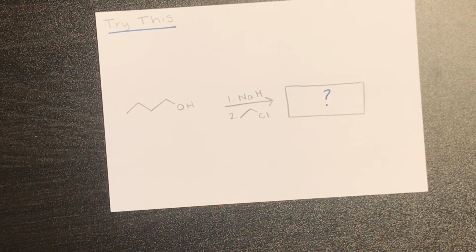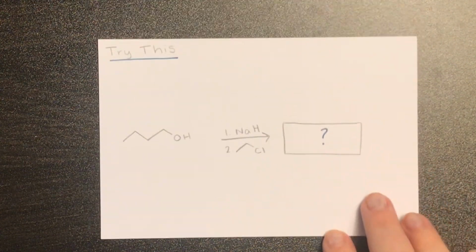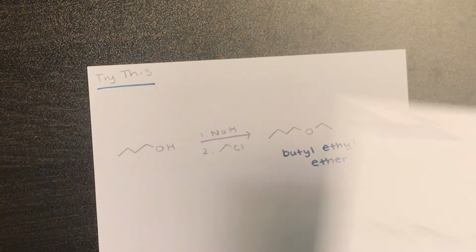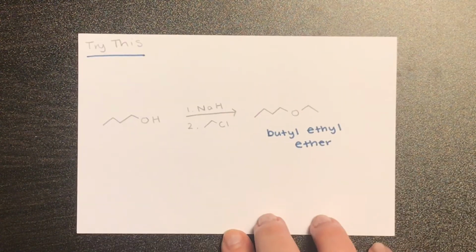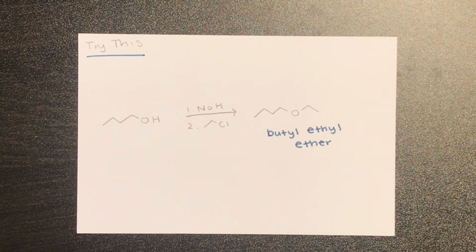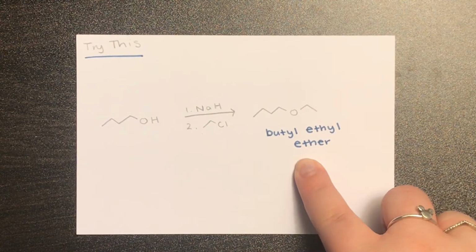Now that you know the process, go ahead and try this example for yourself. Go ahead and pause the video now. So hopefully you've tried it at this point, and you should have an ether that looks like this, butyl ethyl ether.